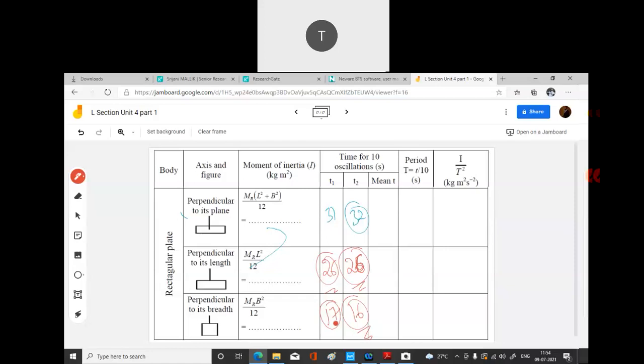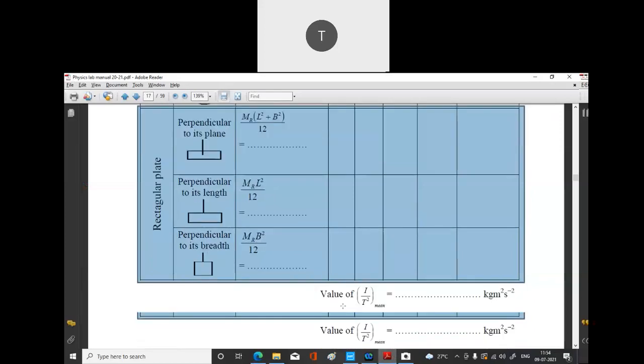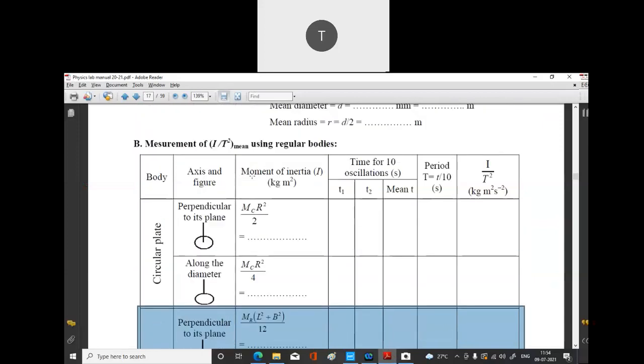You will not get a very big change, as you can already see. Each one will be almost close. You may get the same values, or one more or one less. So these are your time periods. Later you just do the calculation. You know the length, you know the breadth, you know the mass, so you can find the moment of inertia.